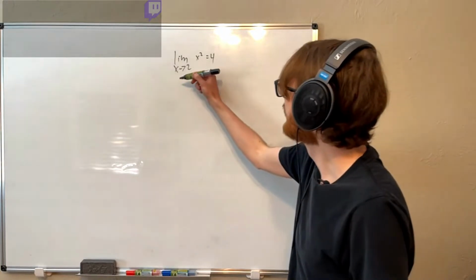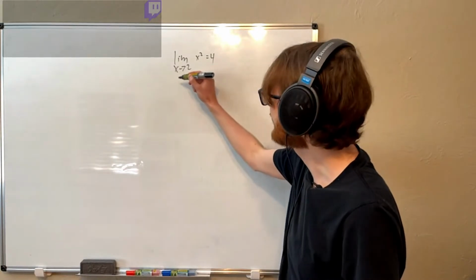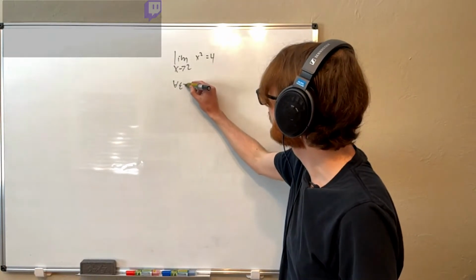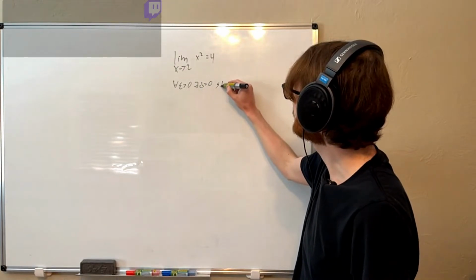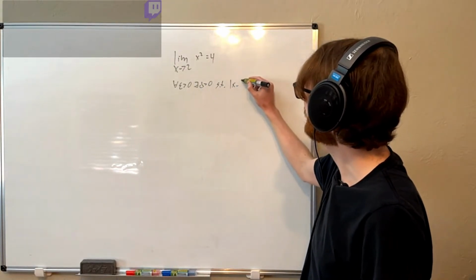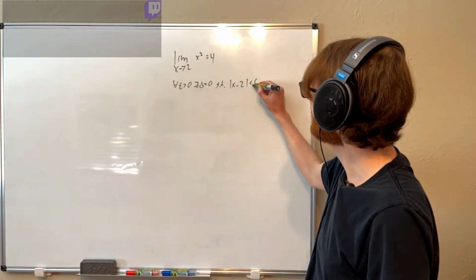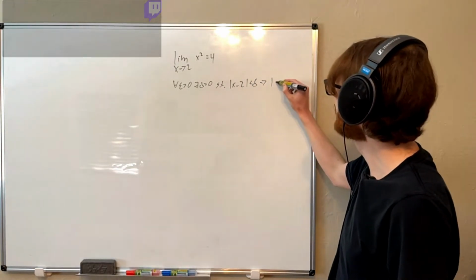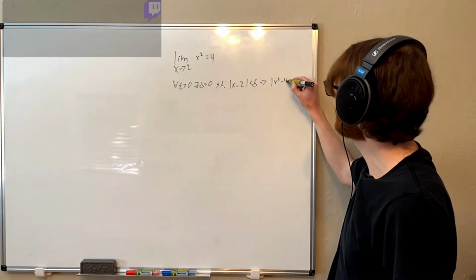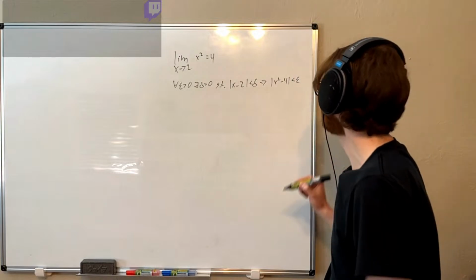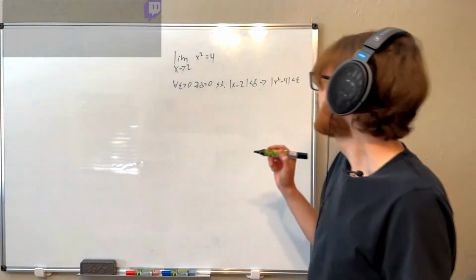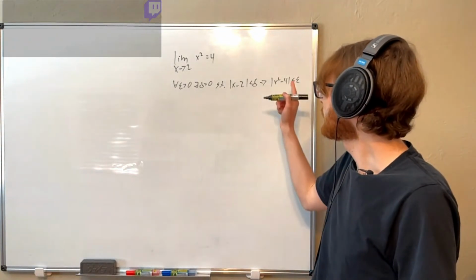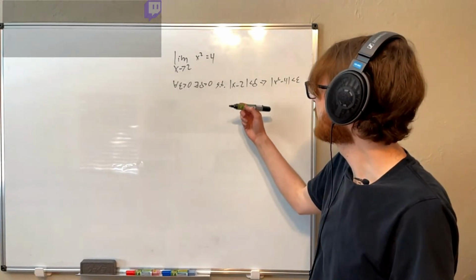Okay, so let's write down our epsilon delta definition of a limit. For all epsilon greater than 0, there exists a delta greater than 0, such that |x minus 2| less than delta implies |x squared minus 4| less than epsilon. Okay, so same thing, let's start out with that statement.